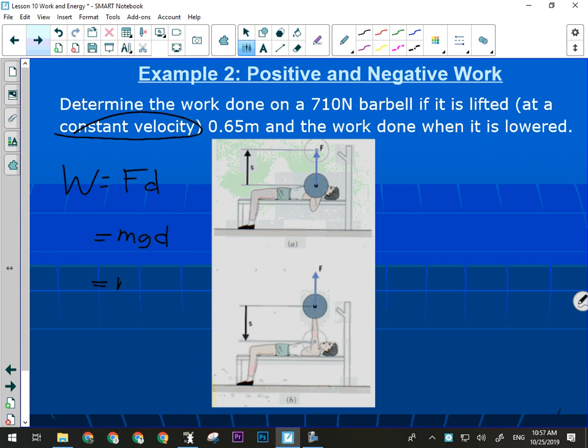Is that the same as this formula? Yeah, because a vertical distance is a height. Do you recognize that formula? That's how you calculate potential energy, isn't it? Okay, the potential energy formula is force of gravity times distance. All right, let's figure out how much work we're going to do here. 710 newtons times 0.65 meters.